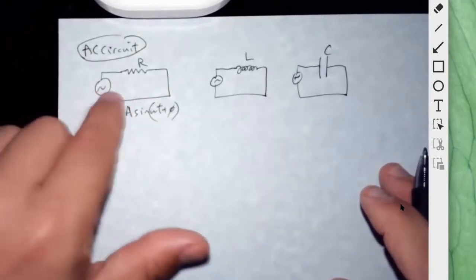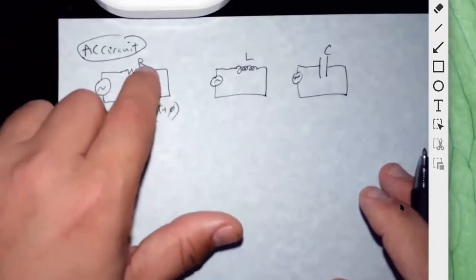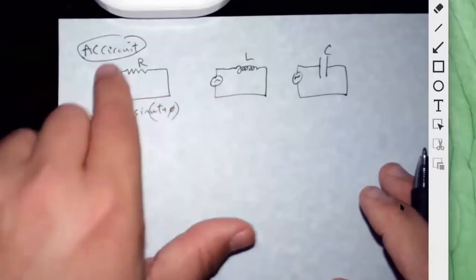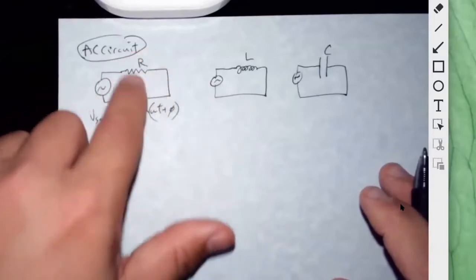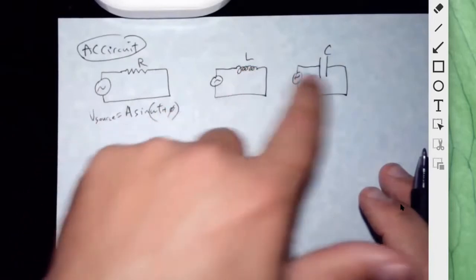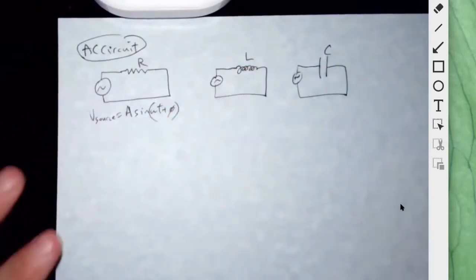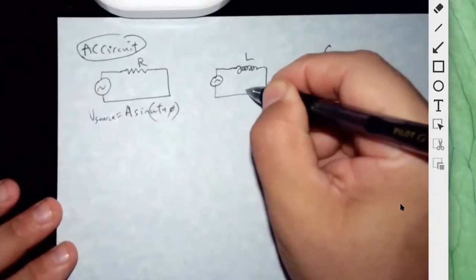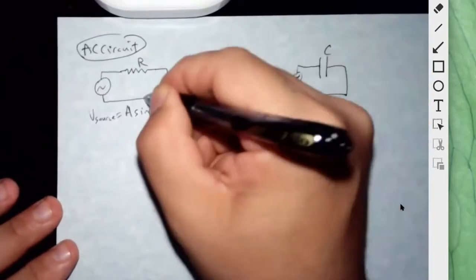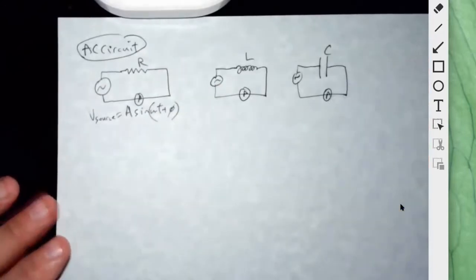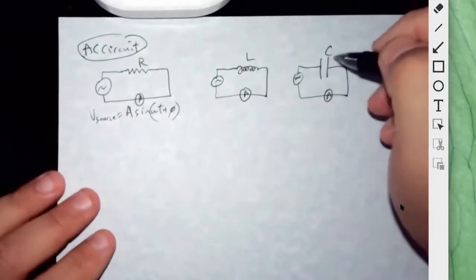You're driving the oscillation with some AC source, and then you're analyzing what happens to the voltage of the resistor and the voltage of the inductor and the voltage of the capacitor, and also the current in the circuit. And then we could also analyze the voltage of each one.